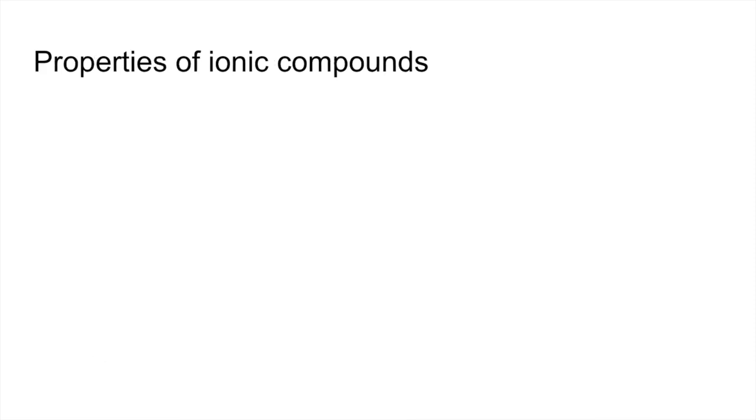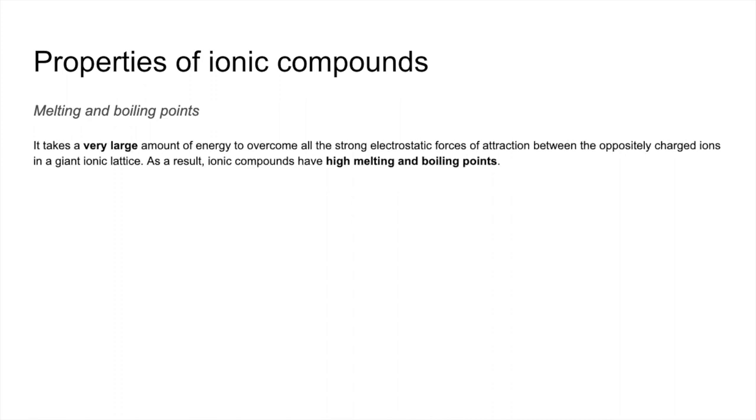So we'll finish with the properties of ionic compounds. We're going to look at 3 classic properties of ionic compounds. The first one, melting and boiling points. It takes a very large amount of energy to overcome all those strong electrostatic forces of attraction between the oppositely charged ions in the giant ionic lattice. As a result of that, ionic compounds typically have high melting and boiling points.